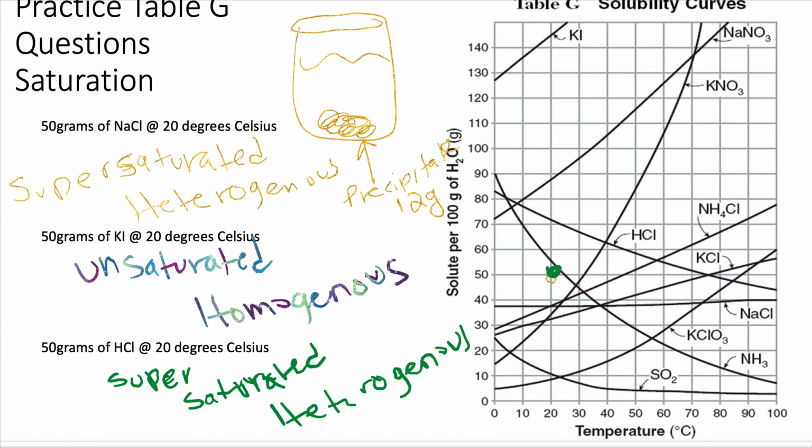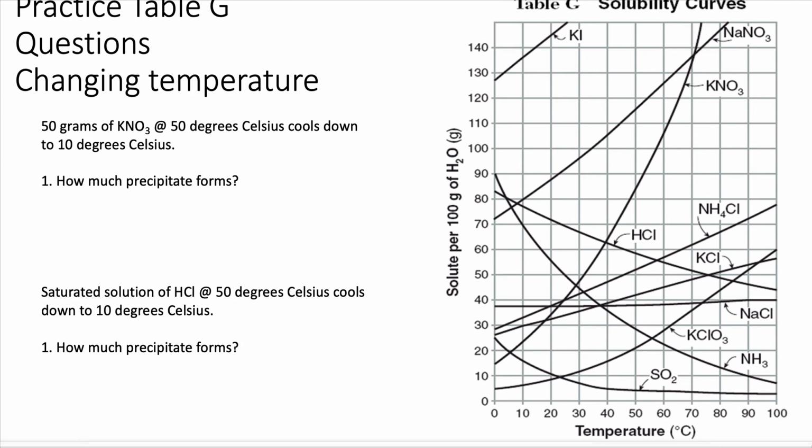So when questions are asking you about saturation, and instead they say, how much precipitate forms? Look at the question first. So it says 50 grams of KNO3 at 50 degrees Celsius. So we're going to plot that. 50 grams, 50 degrees Celsius. And then it says it cools down to 10 degrees Celsius. So that means it went from here to here, because this is Celsius down here.